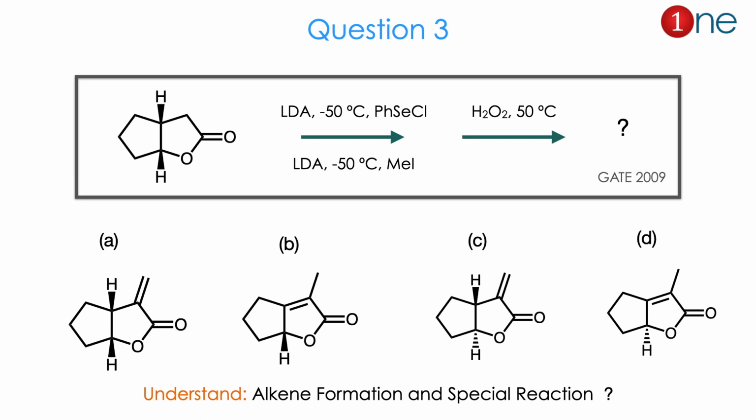The product can be of 4 types, whether the ring is converted into cis or trans, or the alkene formation, and where the alkene is the question. So the alkene formation and ring stereochemistry are important here. By looking at the selenium, you might think of a special reaction. Definitely the reaction proceeds to the alkene formation. The answer is A. Let us see how.